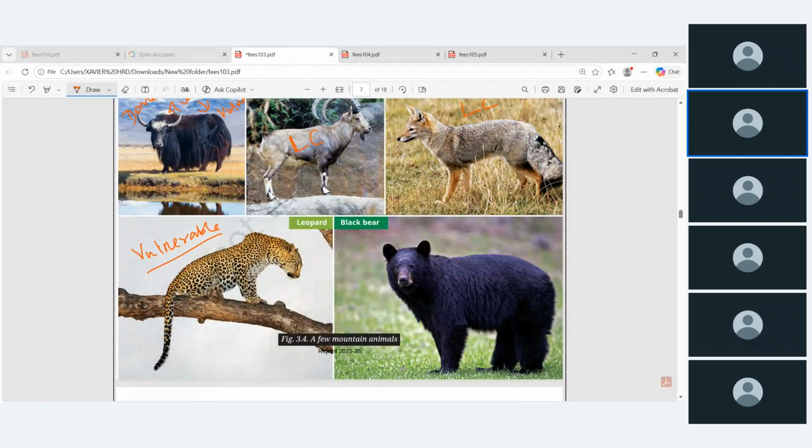Then the black bear. There are two major classifications: the American black bear and the Asiatic black bear. The American black bear comes under least concern. The Asiatic black bear comes under the vulnerable category. So these are to be noted down.